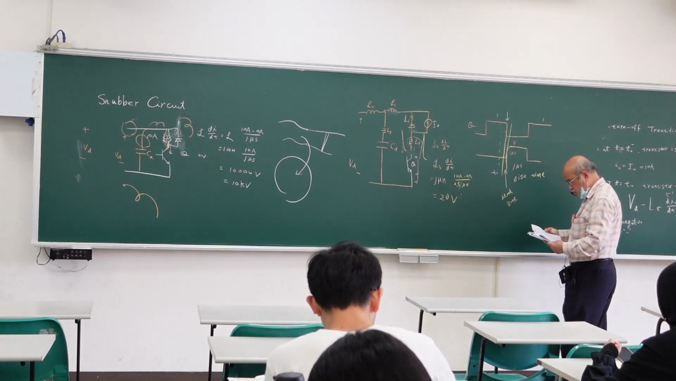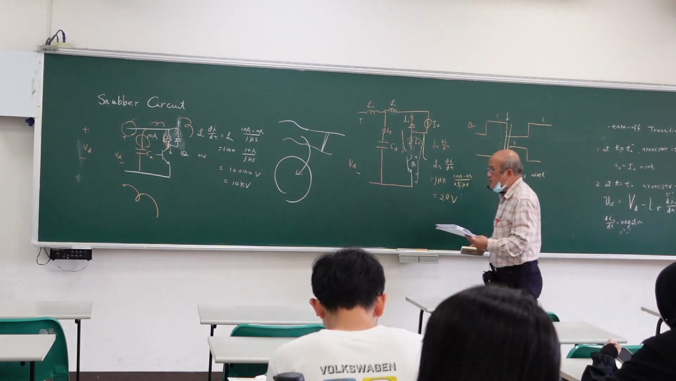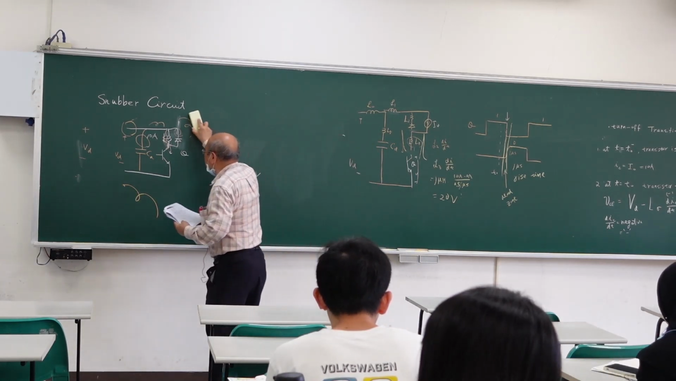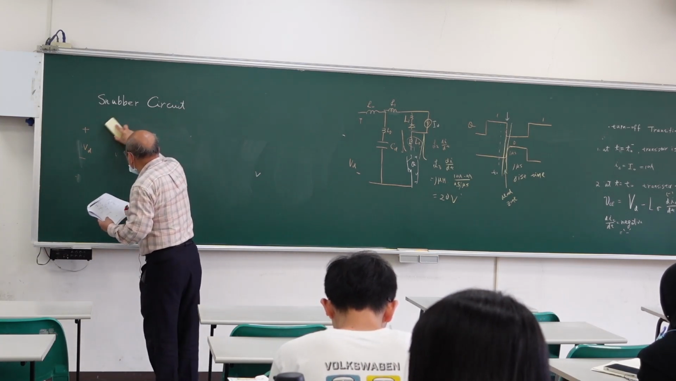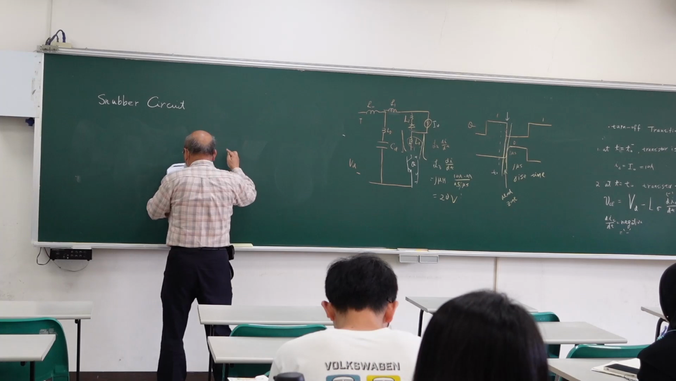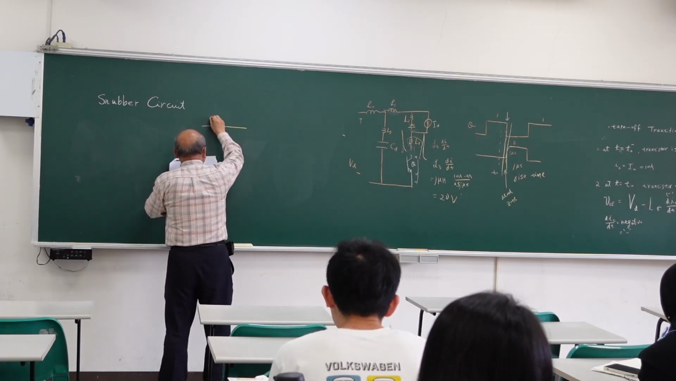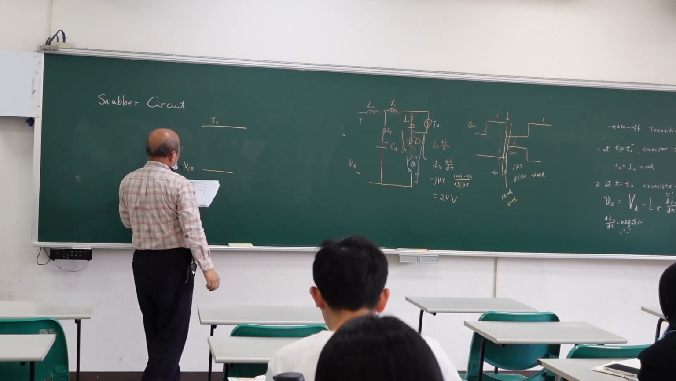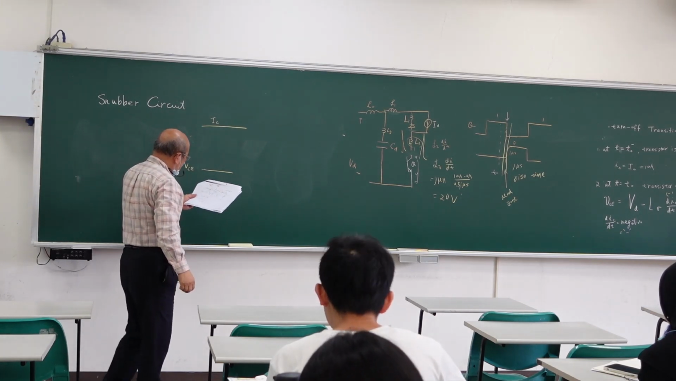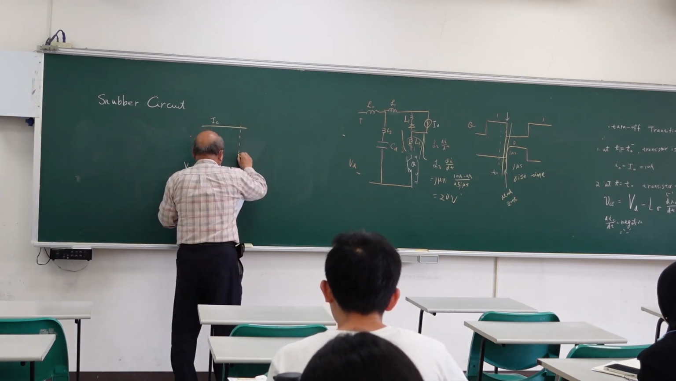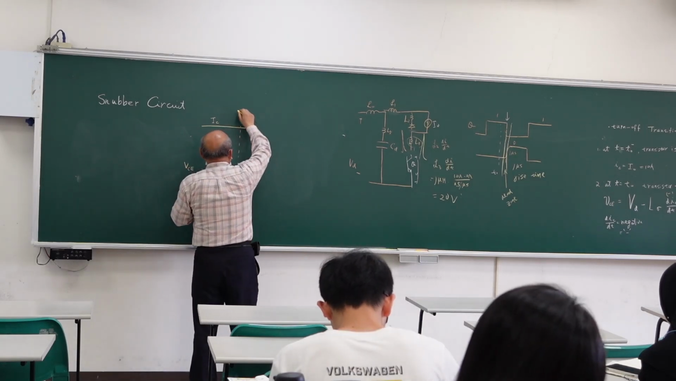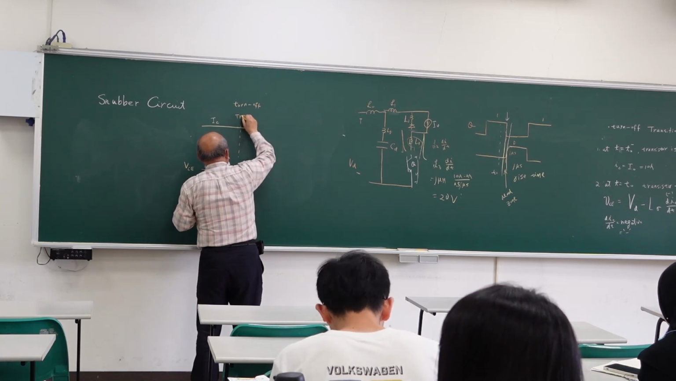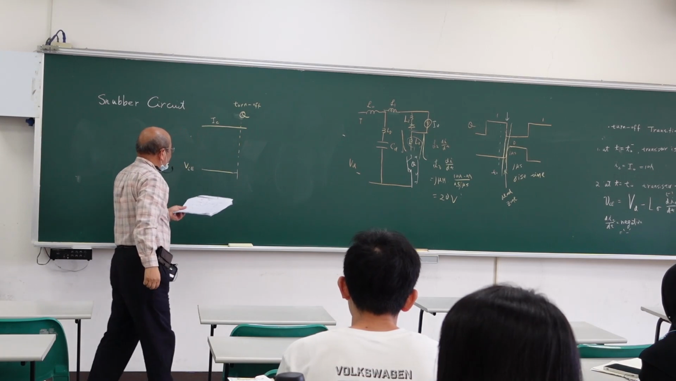So now we try to capture this situation. What is the waveform? We try to draw the waveform of the circuit. Before we turn off, the transistor has IC and the voltage is near zero. Okay, now the transistor turns off. Turn off the device Q.